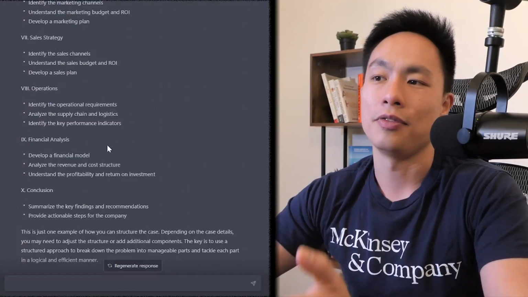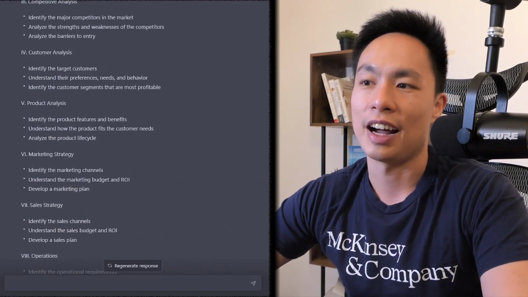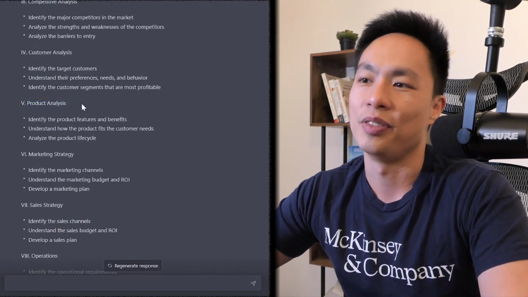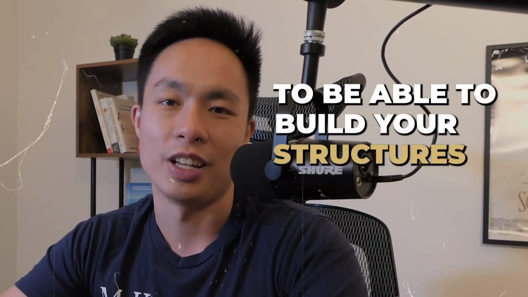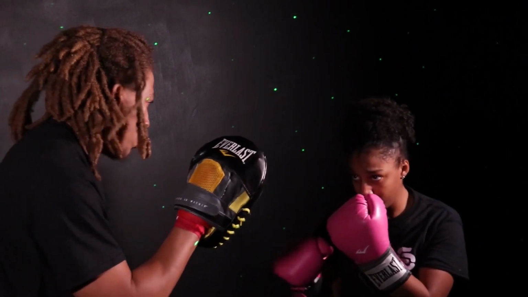For example, if you were building out your structure and you forgot to do the product analysis, you'd think, I should have looked at the product analysis. That's an opportunity for you to build your structures. And if you do this repeatedly, you'll start to get patterns. And the cool thing here is you can do this.